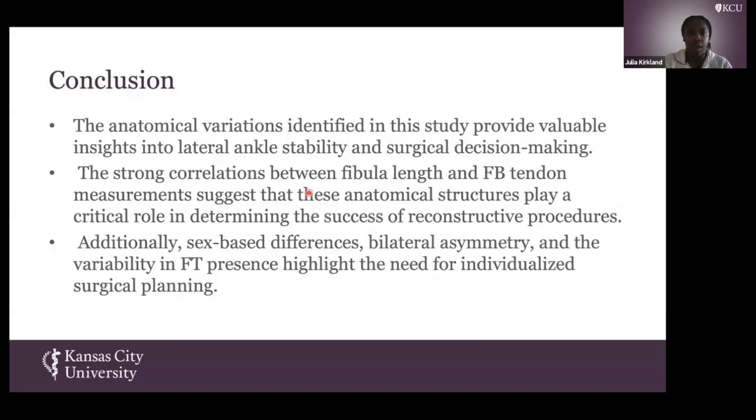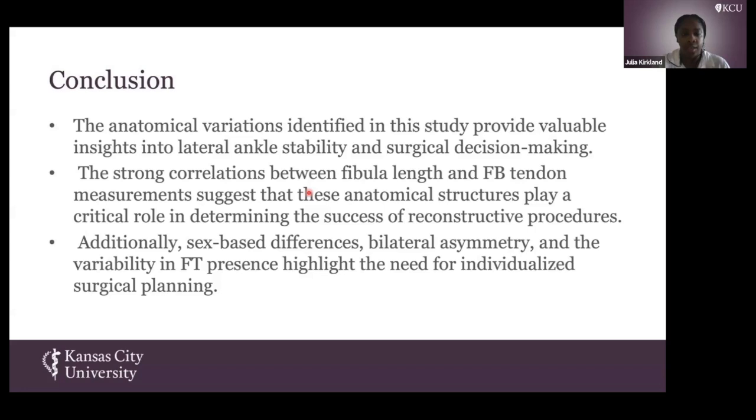So in conclusion, the anatomical variations identified in the study provided valuable insight into lateral ankle stability and surgical decision making. The strong correlations between the fibula length and the fibularis brevis tendon measurements suggest that these anatomical structures play a critical role in determining the success of reconstruction procedures.